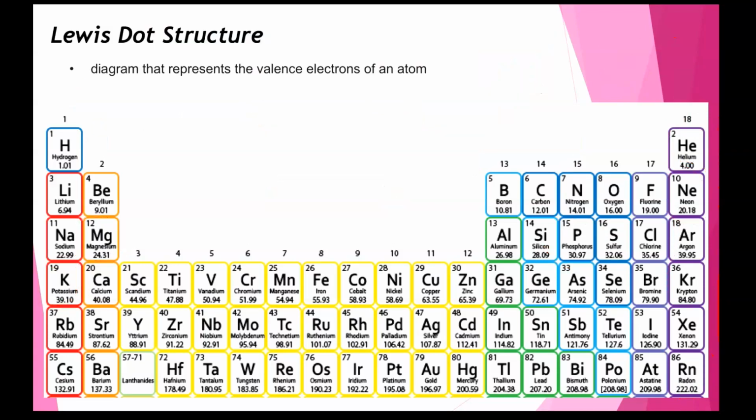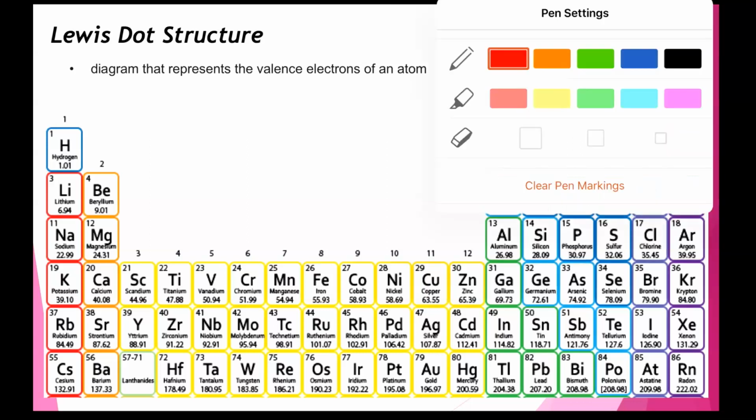The last thing we're going to talk about in this video is a way to show how many valence electrons an atom has. This is just a visual way of showing the number of valence electrons, called a Lewis dot structure. It's a diagram that represents the valence electrons of a particular atom. So when you're drawing a Lewis dot structure, all you do is take the chemical symbol and then place dots around the chemical symbol to show the number of valence electrons.